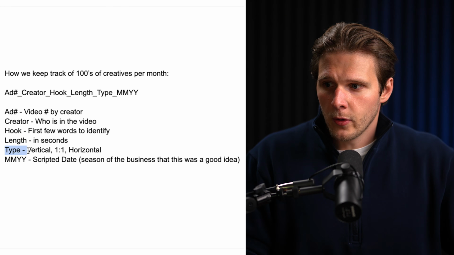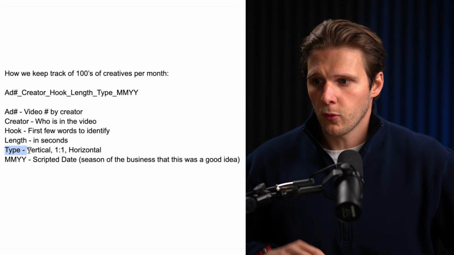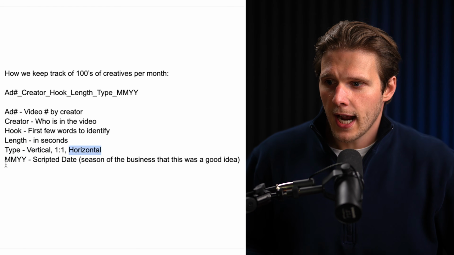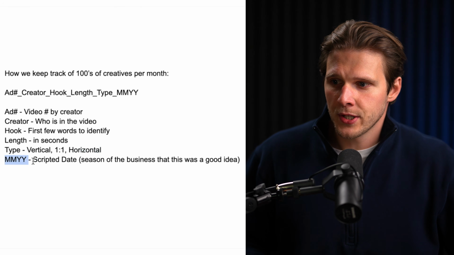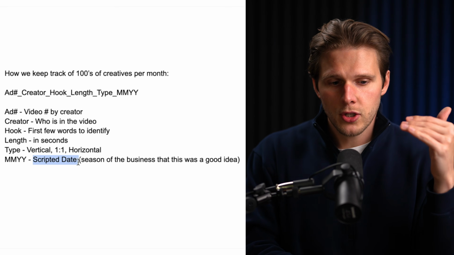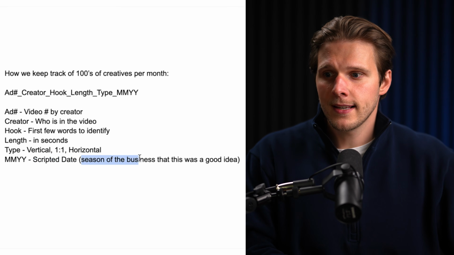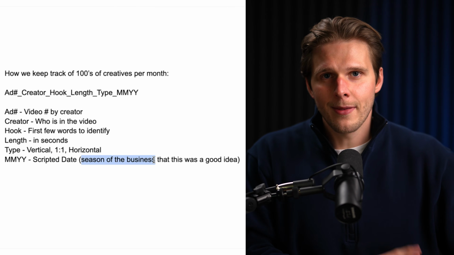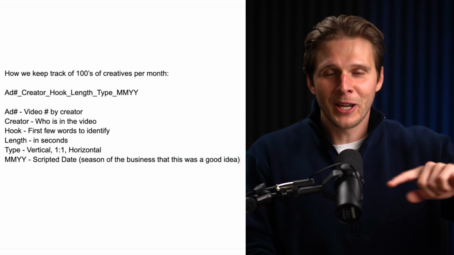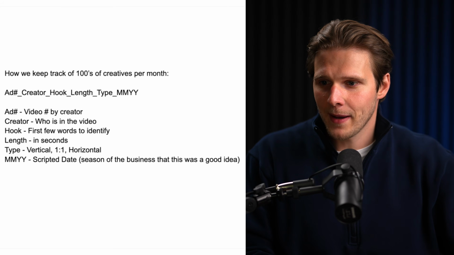The type of video it was, so we'll take one individual creative and have multiple different placements for it, whether it's a vertical placement, a 1x1 box, or a horizontal placement. And then month, year. This is the scripted date, not the actual published date of the video, because we like to start tracking videos from the ideation phase. And what this really tells us is what season of the business were we in that we thought this script or this ad idea was a good idea. That way we can go back historically and kind of remember what we were thinking in the business when we came up with this bad boy.